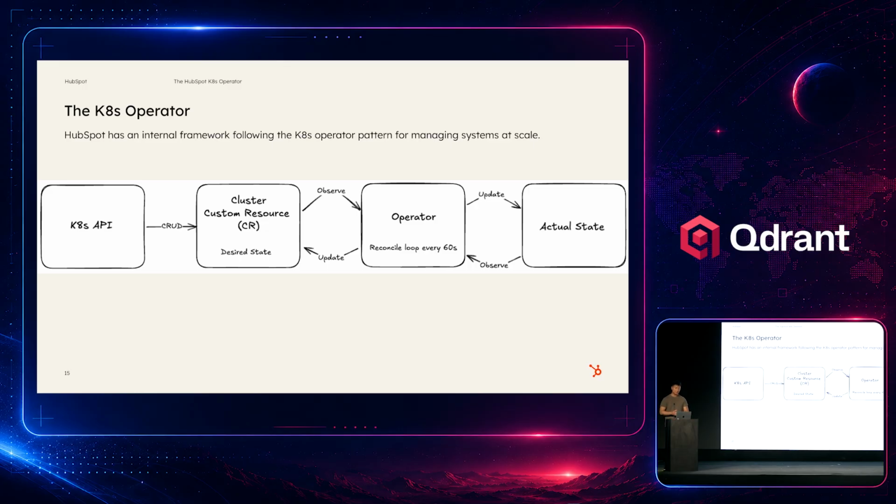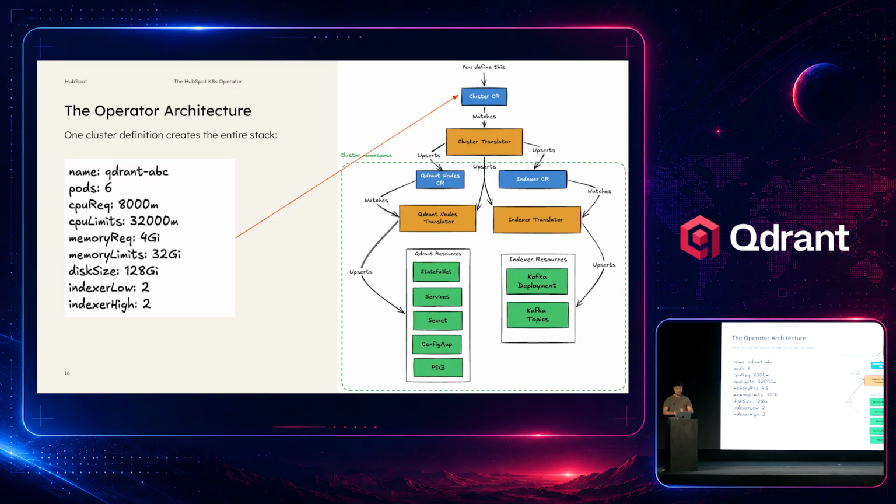So pretty much all we had to do was just implement operators or controllers that watch a CR, and then it will reconcile the desired state with the actual state in the Kubernetes environment. And our architecture for our operators looks something like this. So we no longer define our clusters as templated files in Helm. Instead, we define them as custom resource objects.